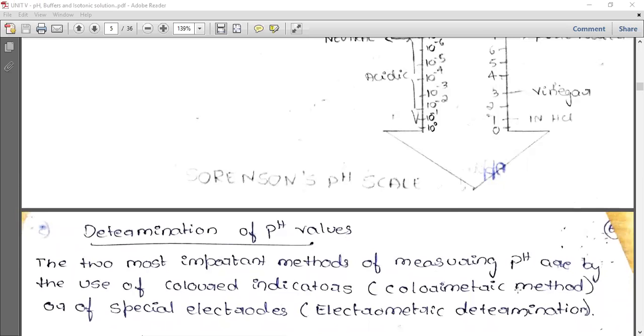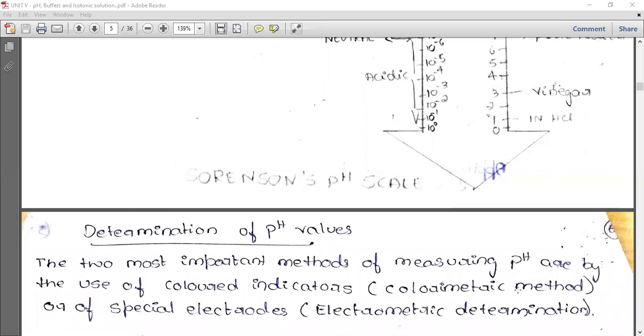So in case of colorimetric method, it is basically based on appearance of the color. Okay, we conclude the pH of the solution based on color. Okay, just for now time being, remember this. We'll go ahead in detail. And in case of electrometric method, with the use of an electrode, we are going to check the pH.